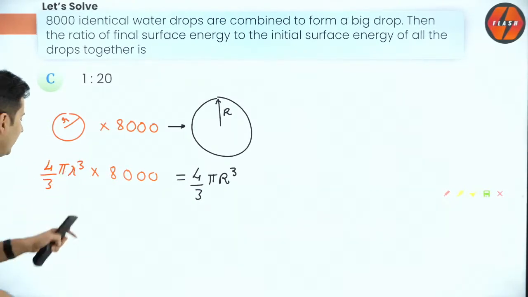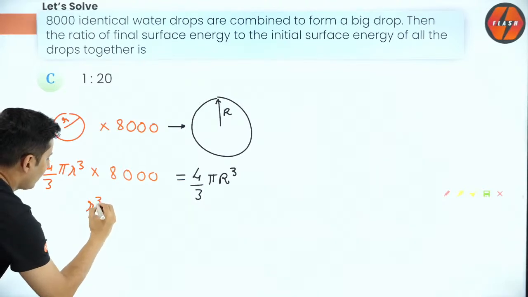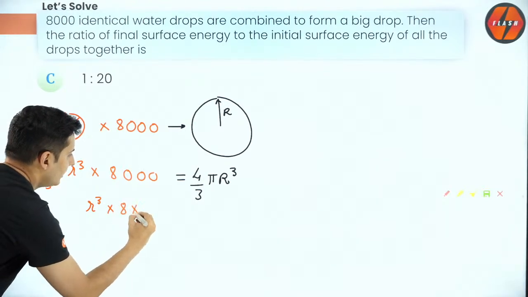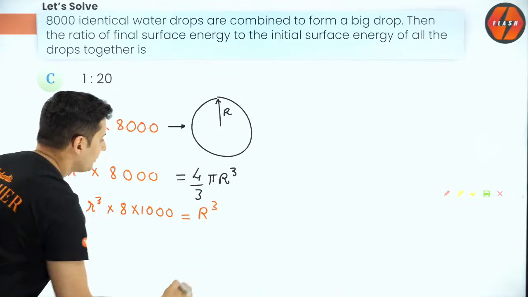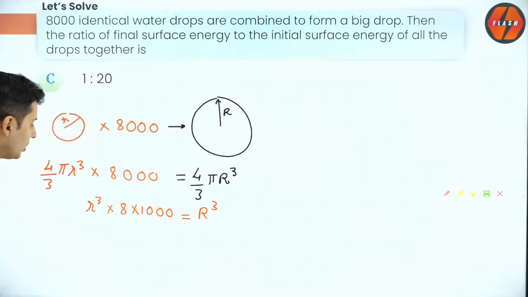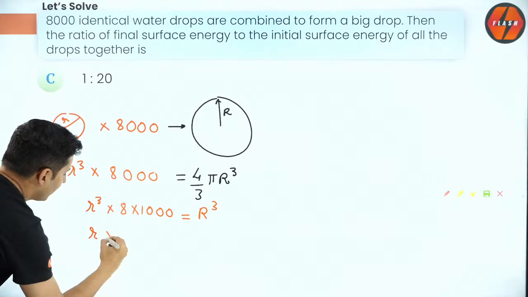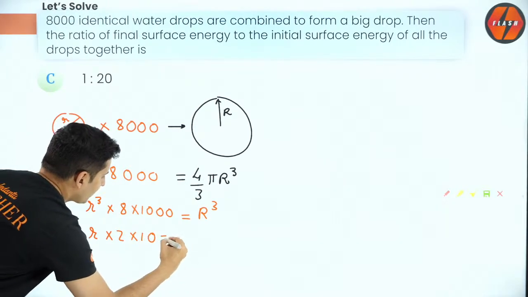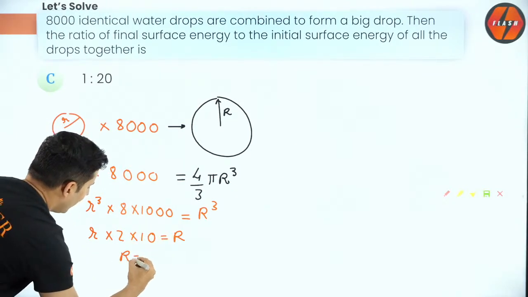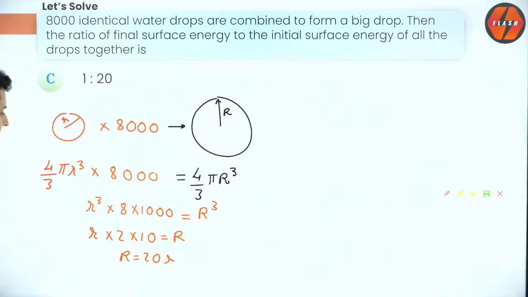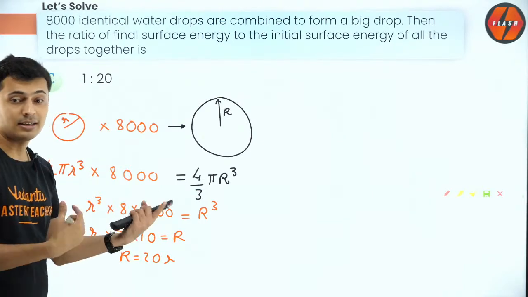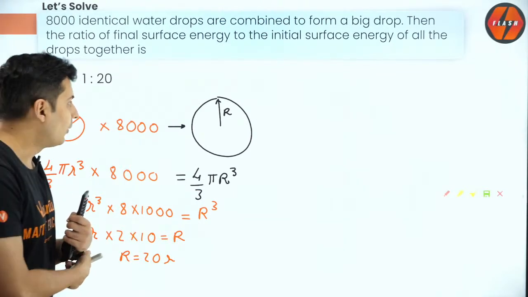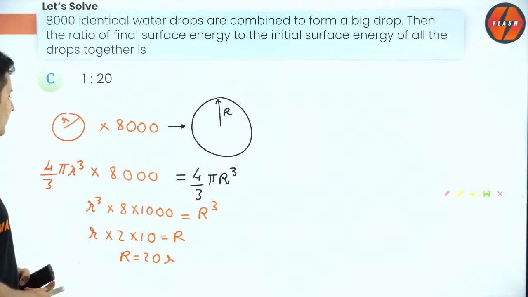Now, what if I write it like this? r cube into 8 into 1000 is equal to capital R cube. Now you know what to do. Take cube root on both sides. So it will become r into 2 into 10 is equal to R. Therefore, R is equal to 20 times small r. So you can see that R is nothing but 20 times small r. The radius has increased 20 times. Now, this is using volume conservation.